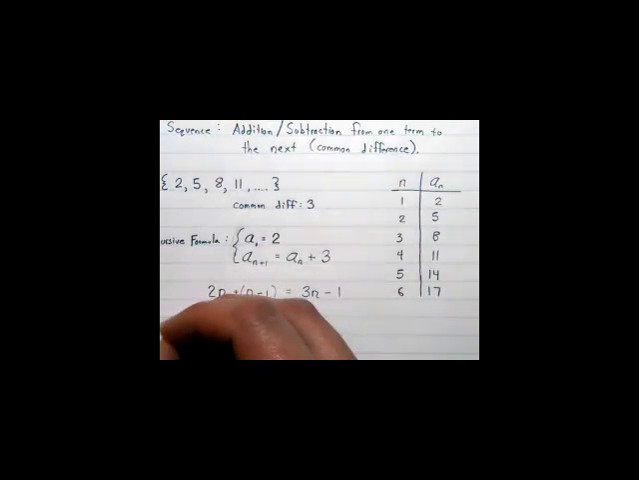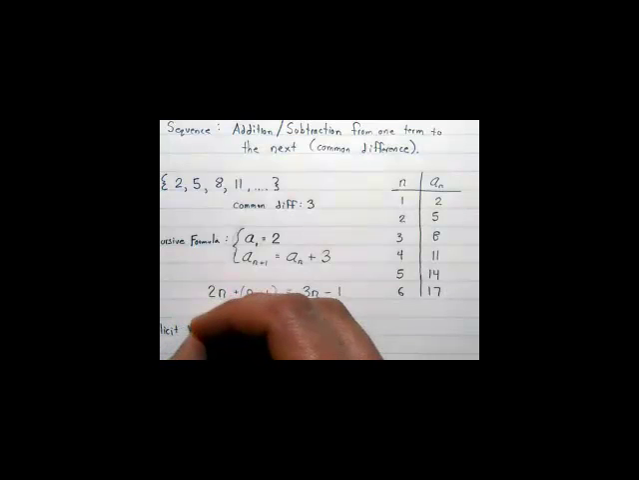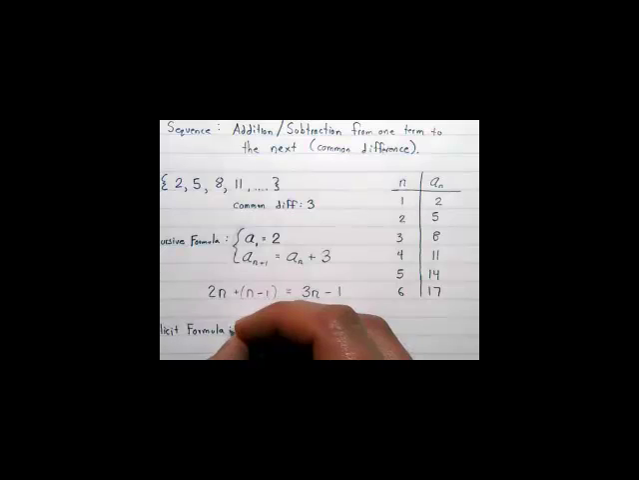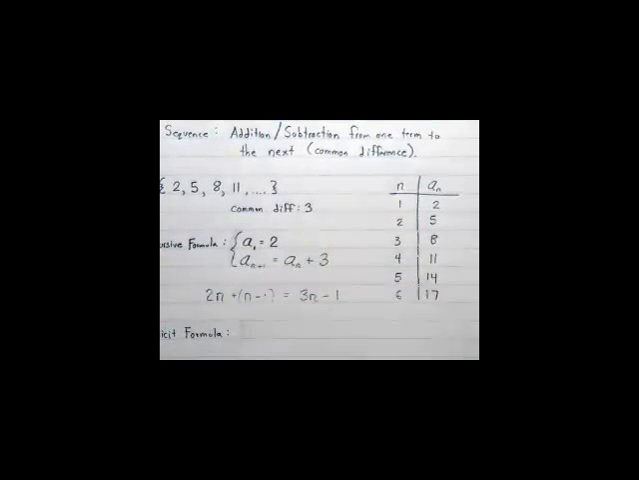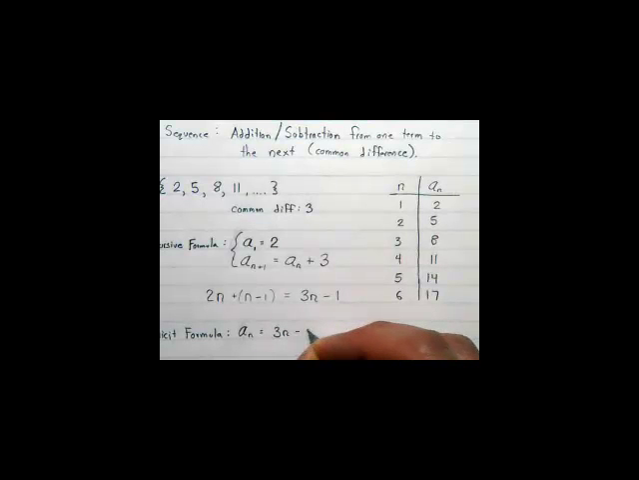You're right. So actually you would write it this way: a sub n equals 3n minus 1.